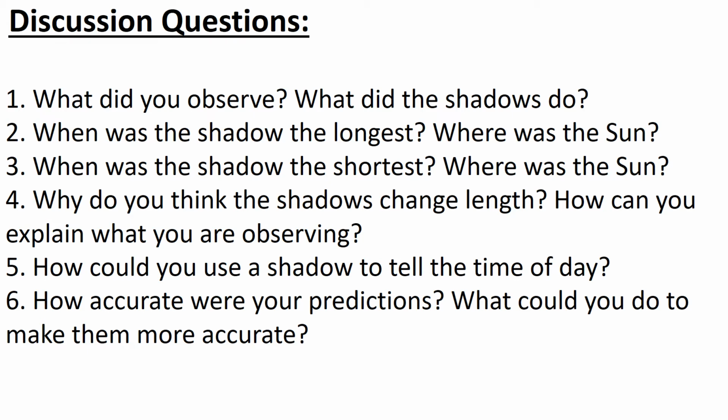How accurate were your predictions? What could you do to make them more accurate? We use only one stick and one paper, put them on the ground, and time by time we go and measure the shadow. That is all. And the stick is always in a fixed place. The stick is not moving, only the sun is moving, so the shadow is moving. That's all.